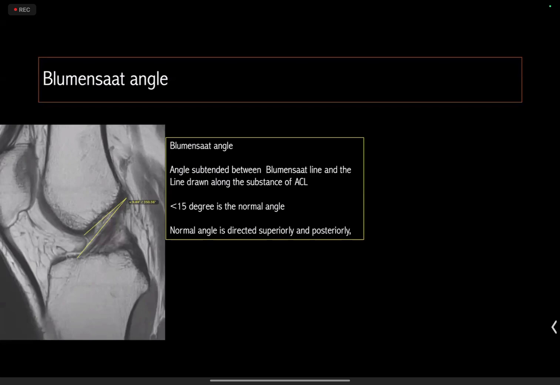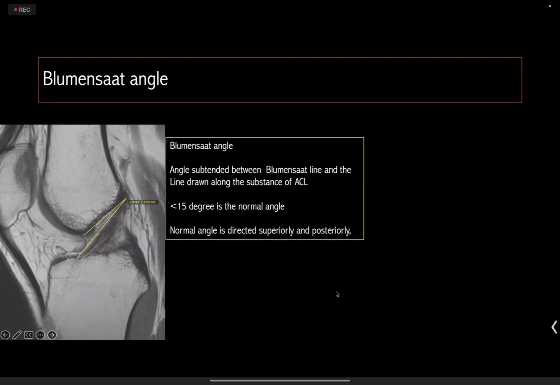Next comes the use of the Blumensaat's angle. As we again saw, the converging point where the Blumensaat's line and the longitudinal axis of the ligament converge forms an angle that is termed the Blumensaat's angle. Normally, we expect that it would be around 15 degrees. I'm again repeatedly saying that when I'm reporting, I am not using all these angles, but it is just for building up confidence that we are dealing with a tear. That's why I'm explaining it.